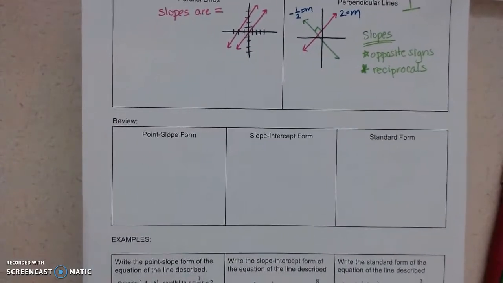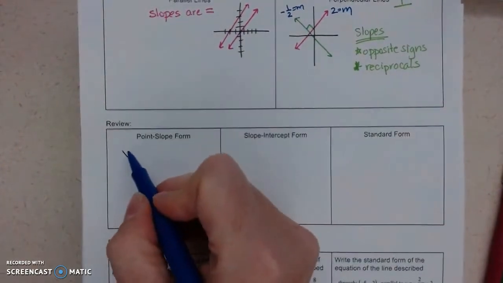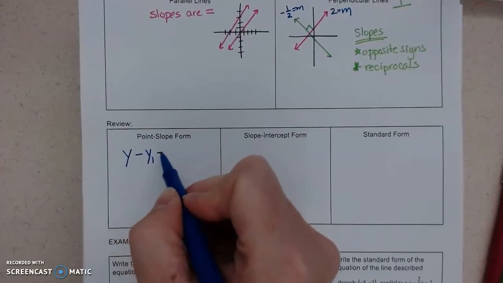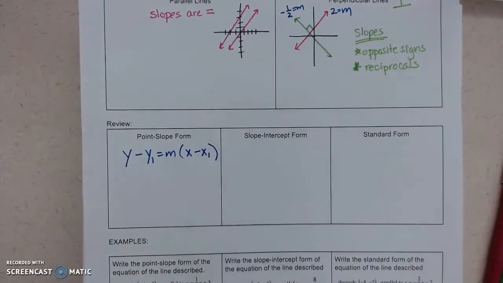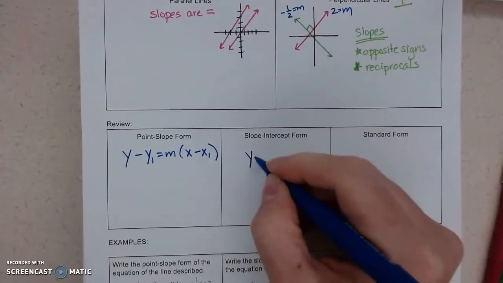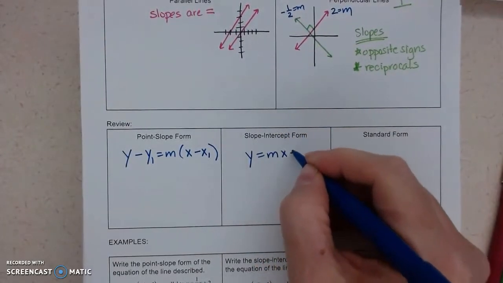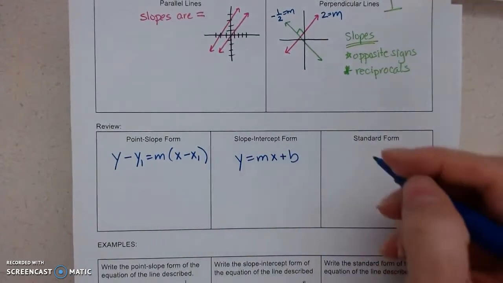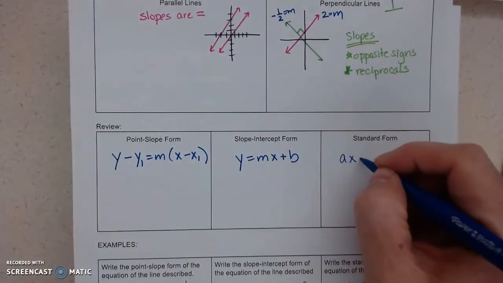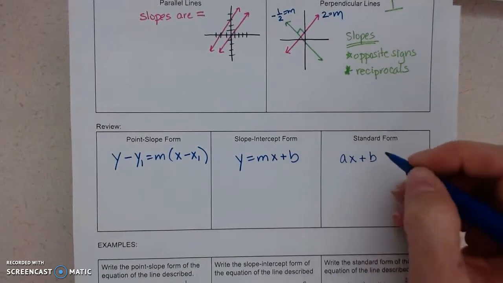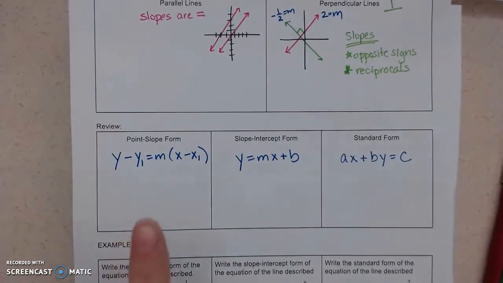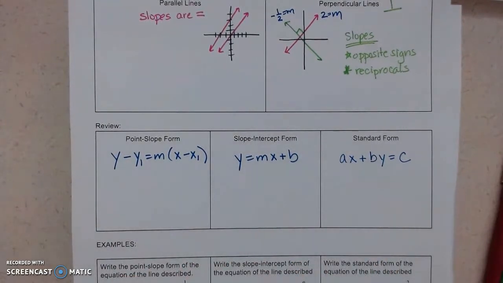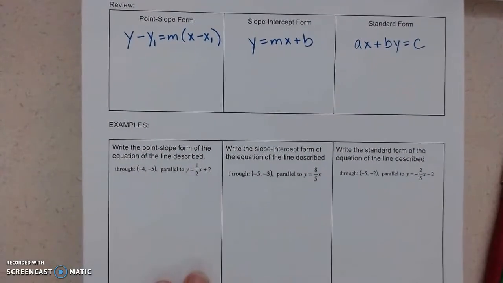All right, quick review. Point slope form. You're going to use whatever form they request. Slope intercept form and standard form, where a, x, and y are on the same side. So really just remember the formats for whatever they're asking for. So let's look at the first example.